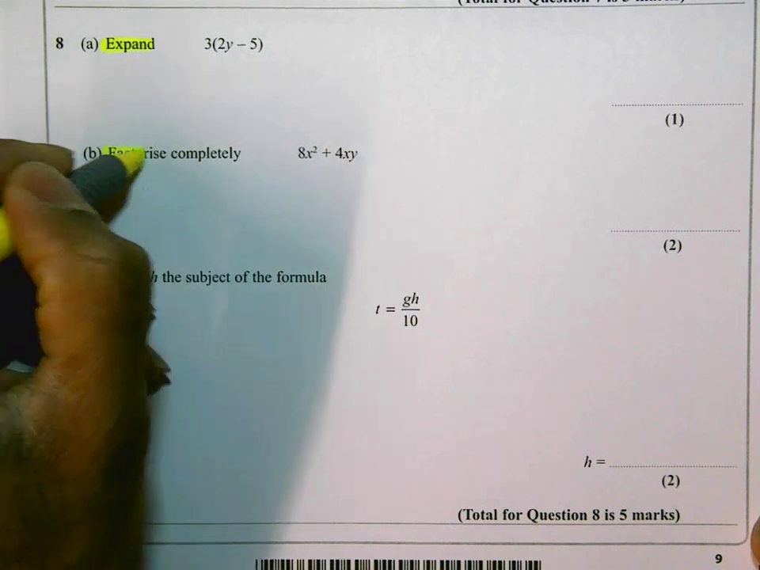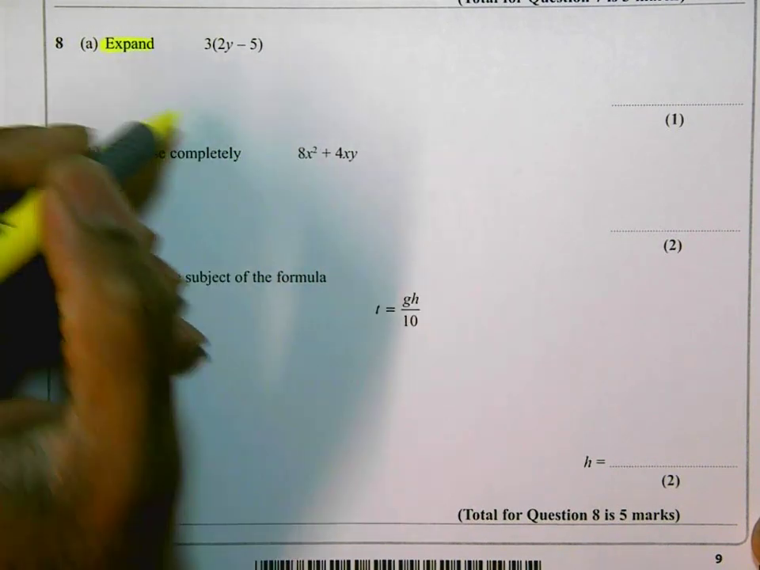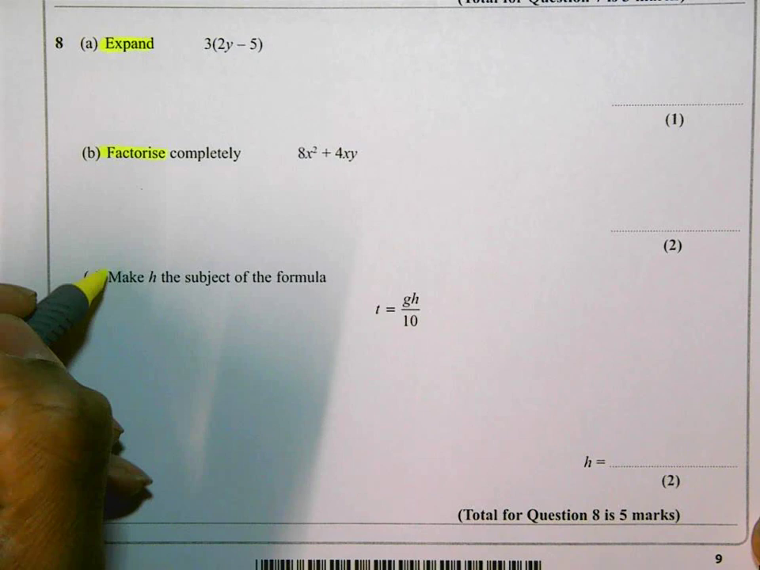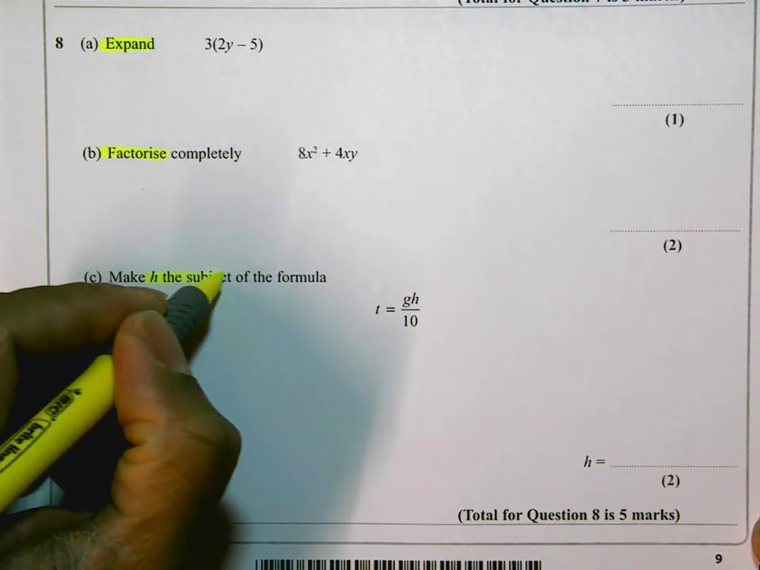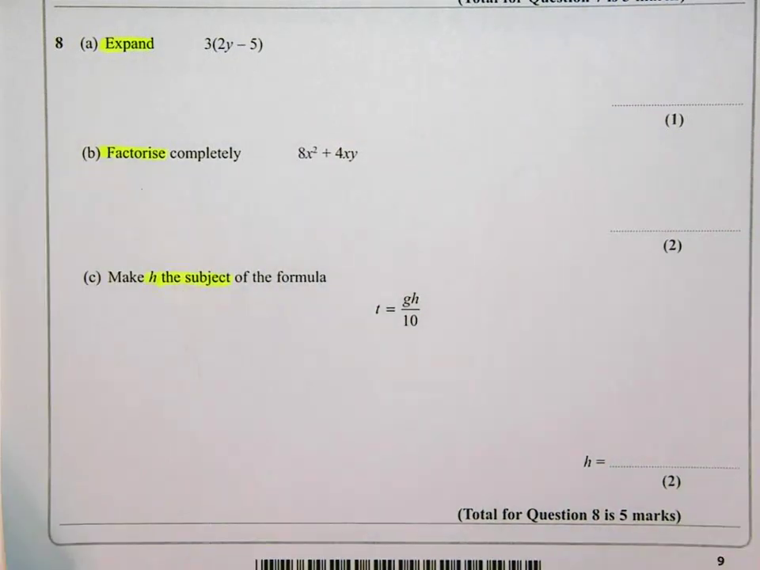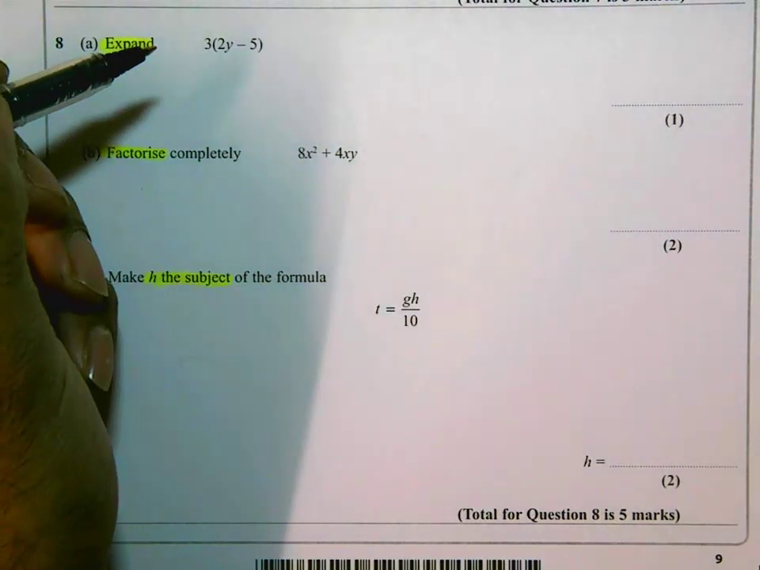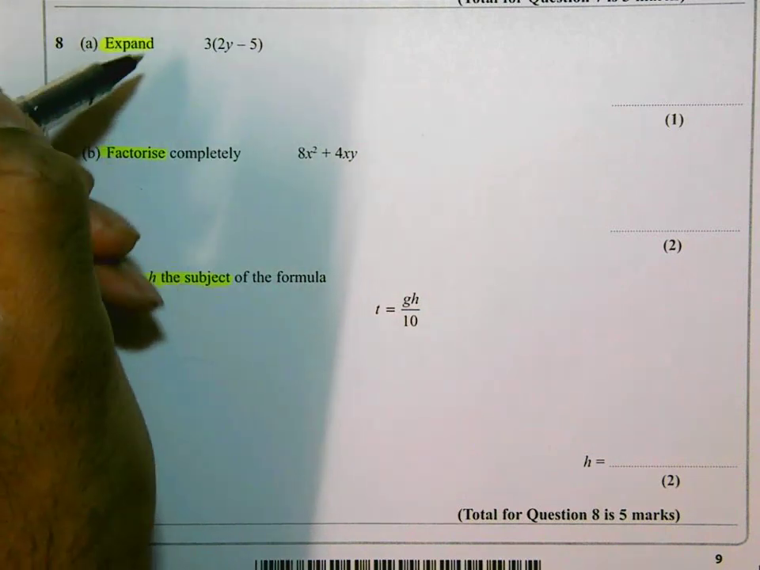Then factorize completely, that means they want you to put it into brackets. And then the last part, a bit different: make h the subject of this formula. So okay, let's handle the first two parts and then we'll go on to the last part in greater detail. Expand means to multiply out.